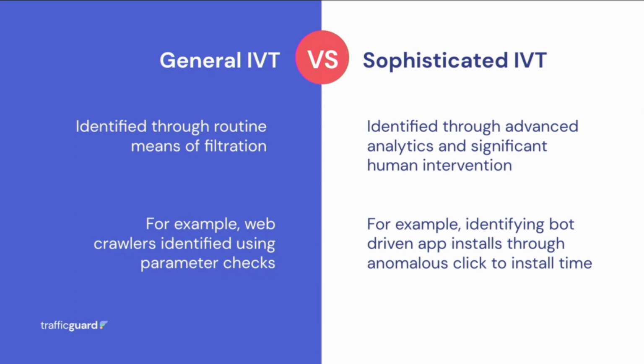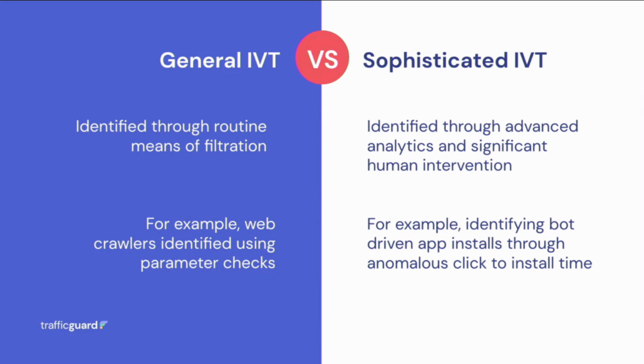And for a high-level intro understanding of it, general invalid traffic involves rules. So it's a rule-based thing. For example, if a click comes from a web crawler, so it's not coming from a human clicking on an ad, there will be certain characteristics associated with it, which can be filtered with parameter checks. And TrafficGuard has many, many of these rules to enable us to filter this traffic and catch it. And then with sophisticated invalid traffic, we're leaning more on analytics and machine learning.